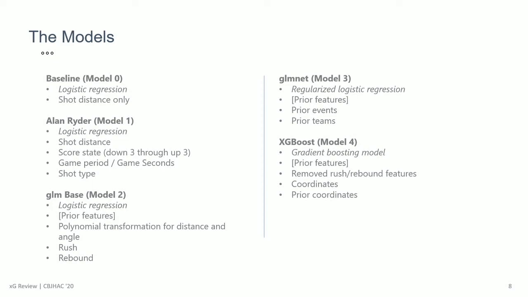It's called XGBoost. It's a gradient boosting model. So now we're firmly in what people would call machine learning, in a pretty advanced sense. And we're actually not including the rush or rebound indicators anymore, because we're just going to include coordinates, because the model itself, the algorithm, is able to handle non-linear features.